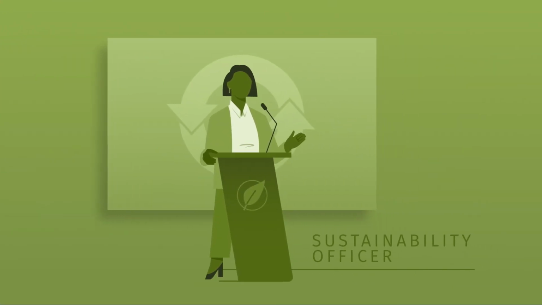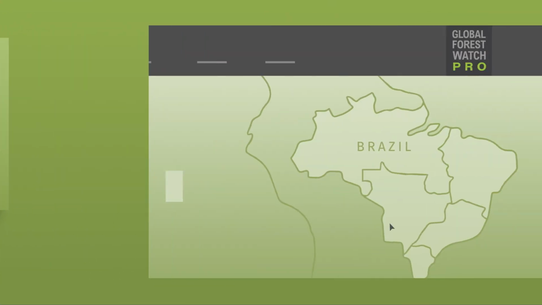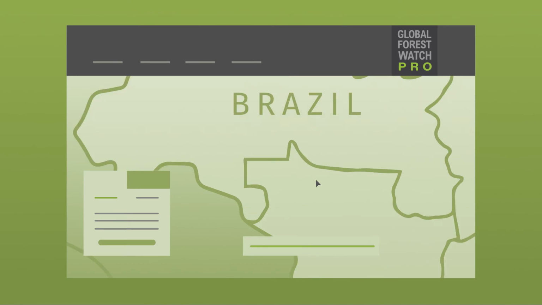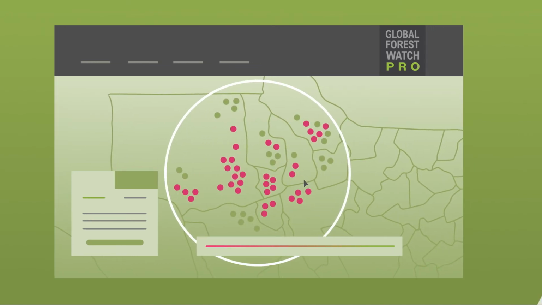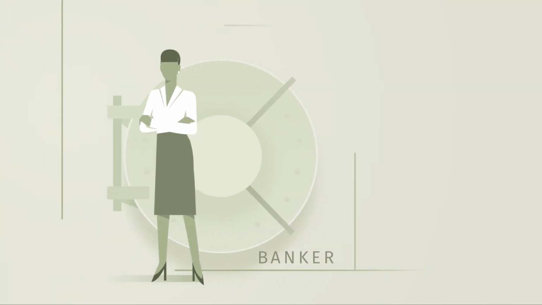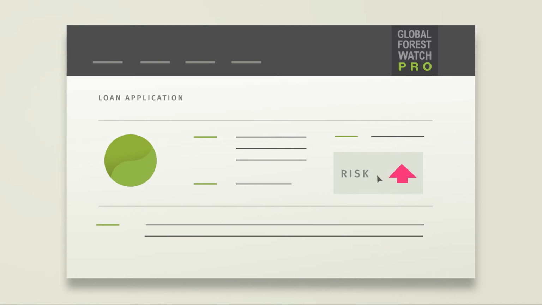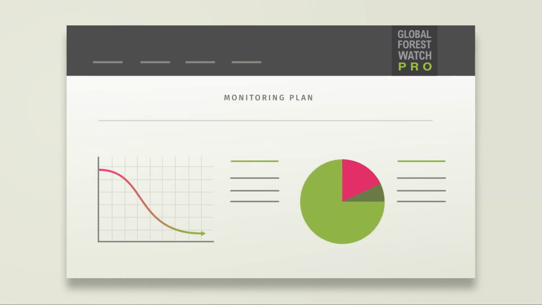A sustainability officer can review municipalities to find recent deforestation and adjust her company's sourcing plan. And a banker can screen loan applications for deforestation risk to recommend an environmental monitoring plan.